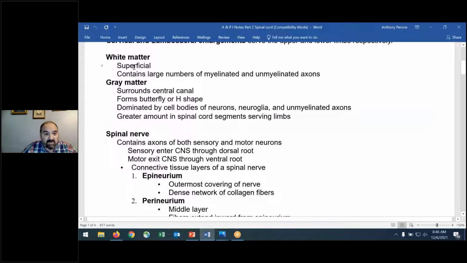As far as the white matter, it has large numbers of myelinated and unmyelinated axons, but primarily myelinated axons, hence the term white matter. The gray matter is what forms that butterfly or H shape, depending upon where you are on the cord, and it is dominated by neuron cell bodies, as well as neuroglia, support cells, and unmyelinated axons.